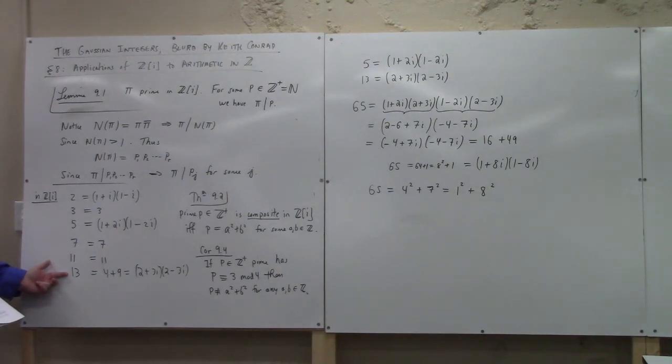13 is 1 mod 4. 7 is 3 mod 4. 11 is 3 mod 4. This is not an accident. See, that's what this theorem says. It says this pattern continues.